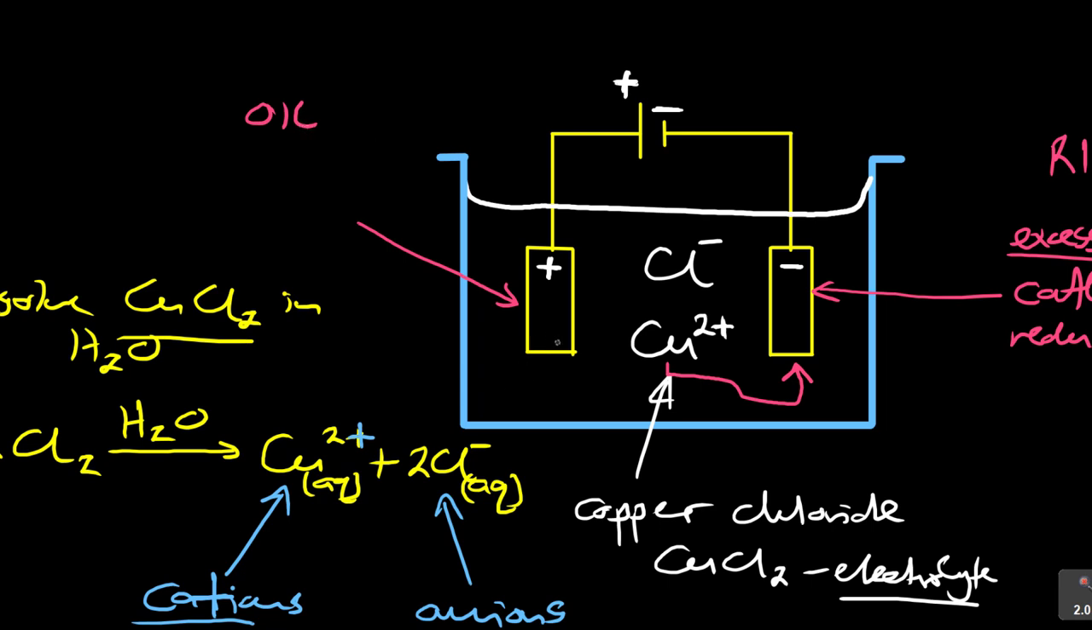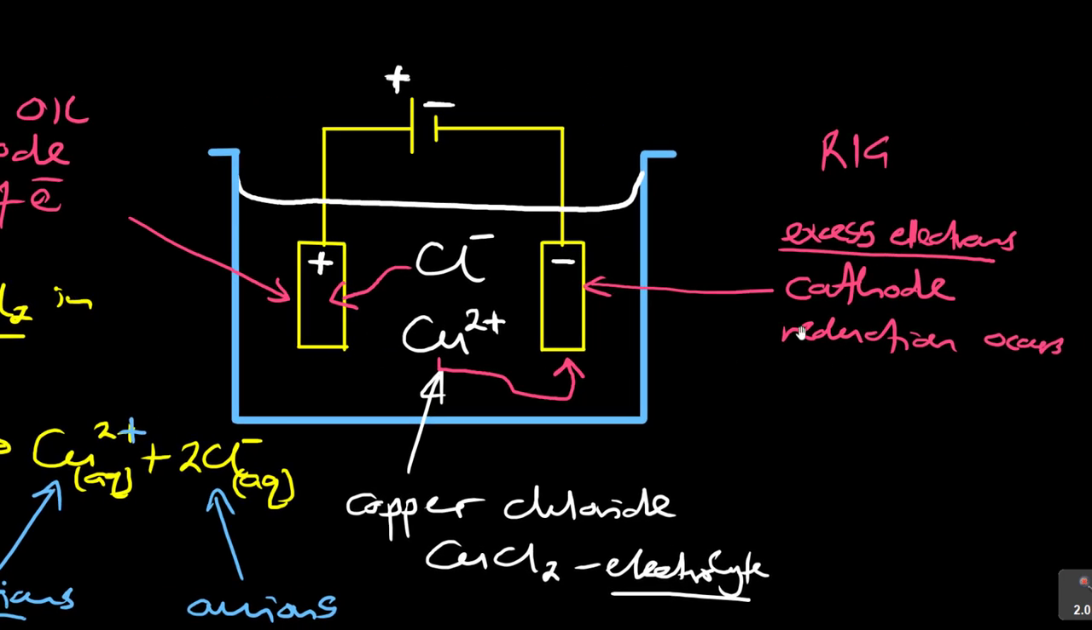Now, what is going to be attracted in here is these chloride ions, which are negative. So now the anions are going to be attracted, and then we call this electrode the anode. So in the anode, what is happening? We are saying there is deficiency, or there is lack of electrons. Because there is lack of electrons, now what is going to happen at the anode?